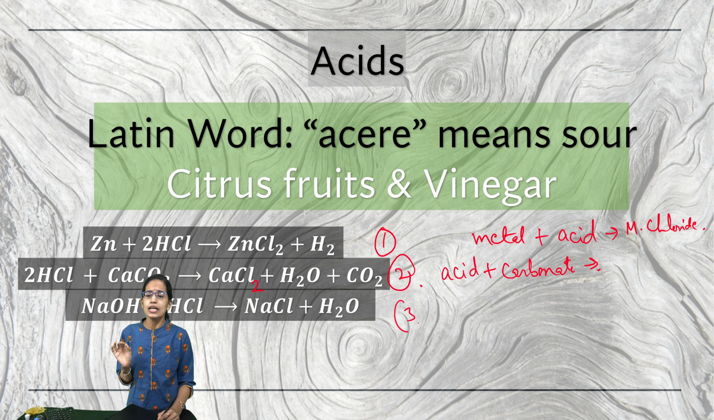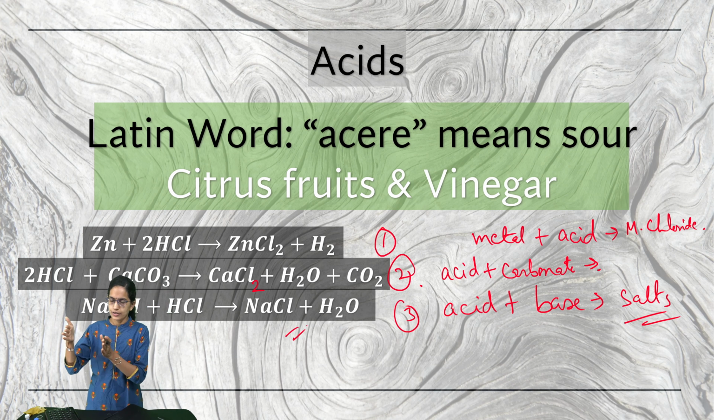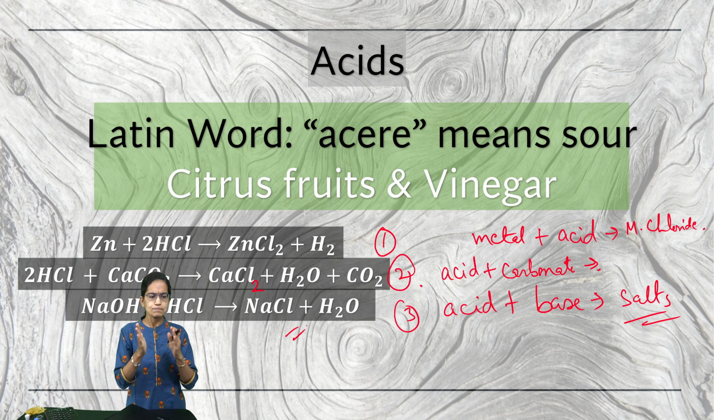The next is when acid reacts with a base, as I already said. So what would be the formation? The formation is salts. In the case of sodium hydroxide reacting with hydrogen chloride, HCl, you have formation of common salt, NaCl.